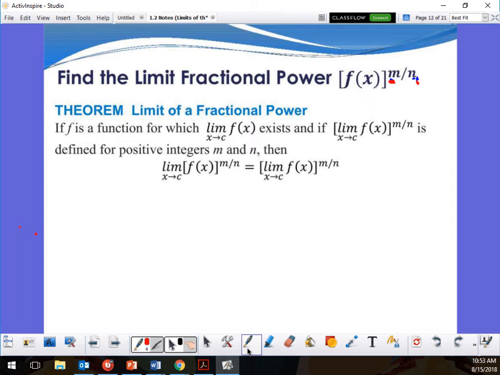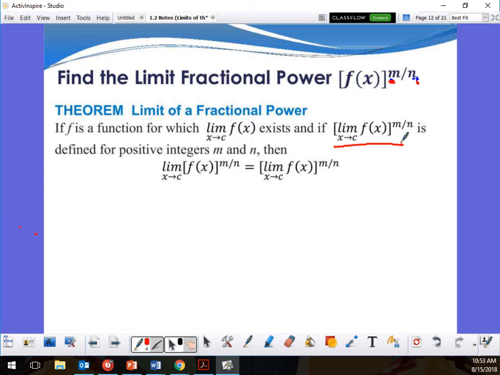Now, the whole limit is taken to that fractional power. We could break it up. We could just have the fractional power of the function and take the limit right here. So take the limit as x approaches c of the function, and then do the power, or after we're done, do it there.